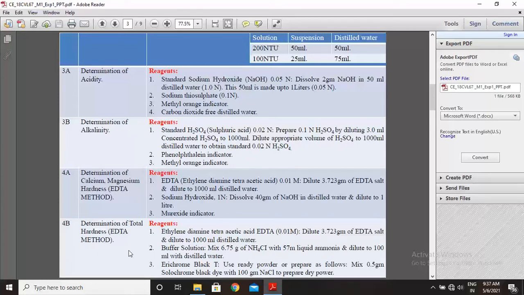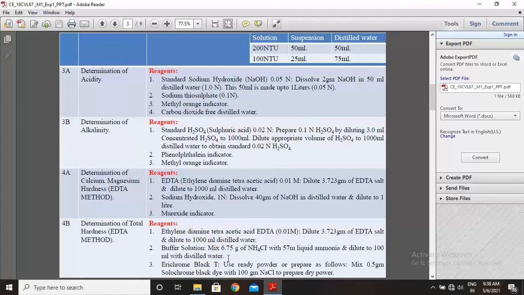Next, how to determine total hardness by EDTA method. To complete this experiment, these are the reagents required. EDTA 0.01 molarity is required. For this, dissolve 3.723 gram of EDTA salt and dilute to 1000 ml distilled water. Now it is prepared, 0.01 molarity EDTA solution.